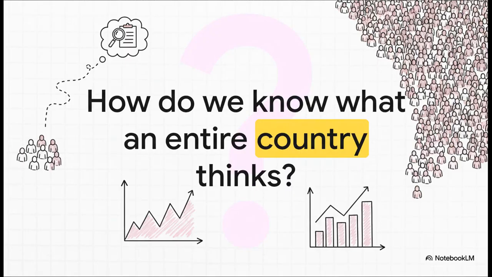All right, so let's get right to it. This is the big question, right? How can a poll of just 1,000 people claim to know what 300 million people are thinking? It really does sound like a trick, but it's a super powerful scientific process. And to get our heads around it, we've got to start with the most obvious way to get an answer, which, as you'll see, is also the most difficult.